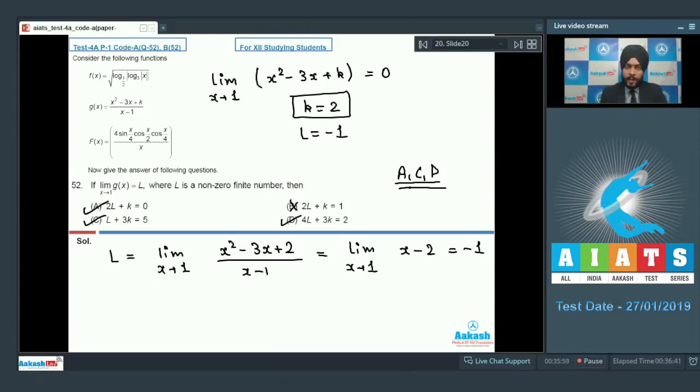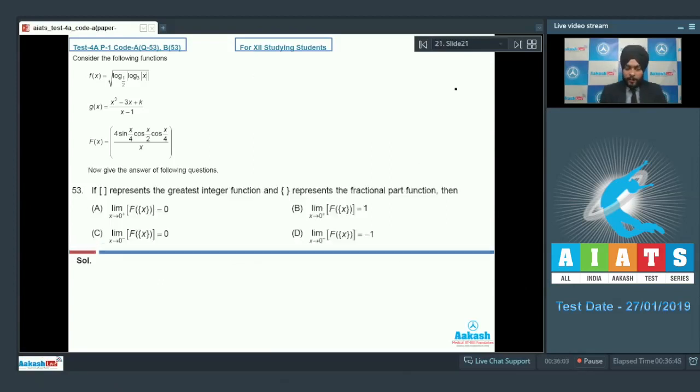This one is a very simple question. Let us move on to the next one. 53. If box x represents the greatest integer function and the curly bracket represents the fractional part function, then we have to find out the right hand limit of box of capital F of fractional x and the left hand limit of box of capital F of fractional x.